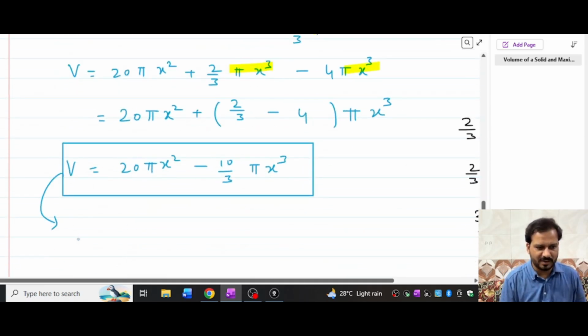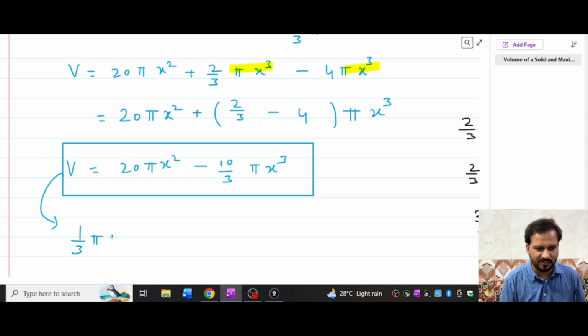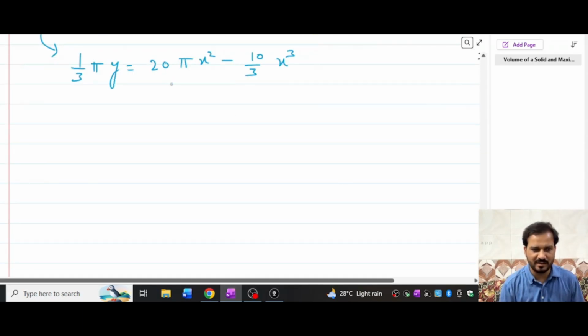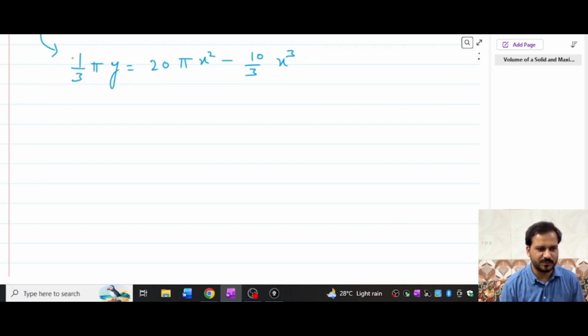The left hand side becomes 1 over 3 pi y is equal to the right hand side, which will be as it is, pi x square minus 10 over 3 x cubed. Now as we have to find the maximum value of y, therefore on the left hand side I have to make y the subject. For this purpose, first I will multiply with 3 throughout the equation to cancel 3.